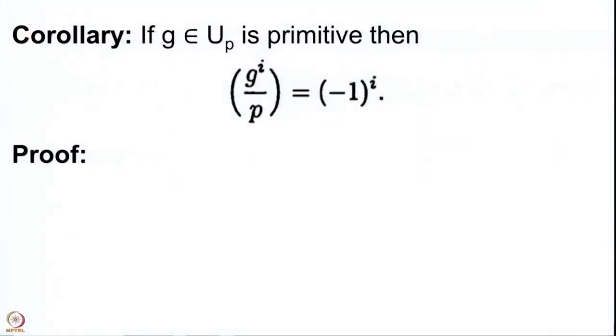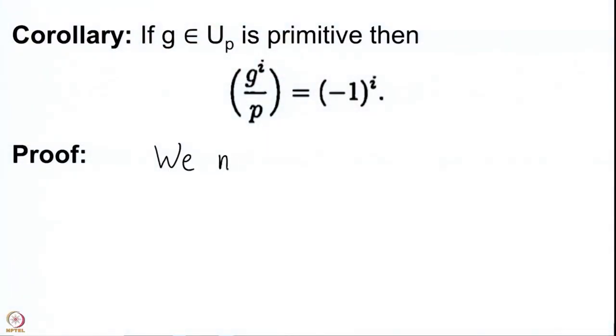However, our UPs also have primitive roots. With respect to the primitive roots, we can actually have this result quite nicely, that whenever G is a primitive root in UP, then the Legendre symbol of G power I is simply minus 1 to the power I. And the only thing that we have to prove here is that the Legendre symbol of G is minus 1, that G cannot be inside QP. Once we prove this, then the Legendre symbol of G has to be minus 1, and this result will follow by whatever we have proved earlier. So, that is the only thing we have to see.